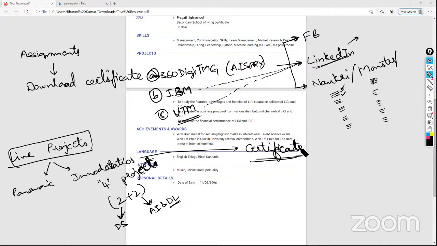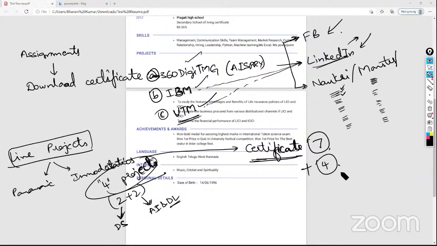Once you're done with this, please ensure that you post even these certificates. So 1, 2, 3, and 4. For each project, you'll get a certificate. So that means you'll have in total 7 certificates. 7 times you'll be posting on LinkedIn, Facebook. 7 plus 4 times the project details. You would be almost 11 times updating your resume and Naukri and Monster.